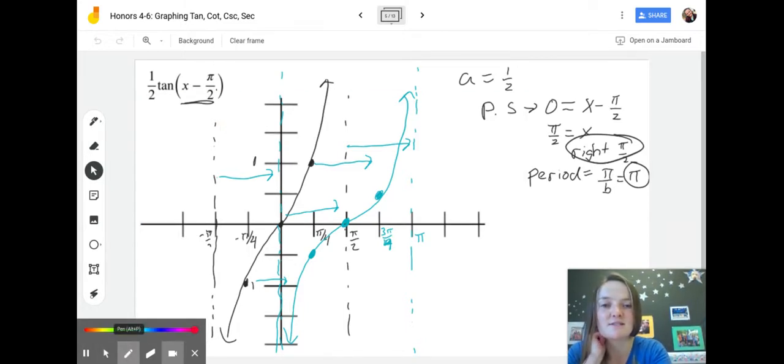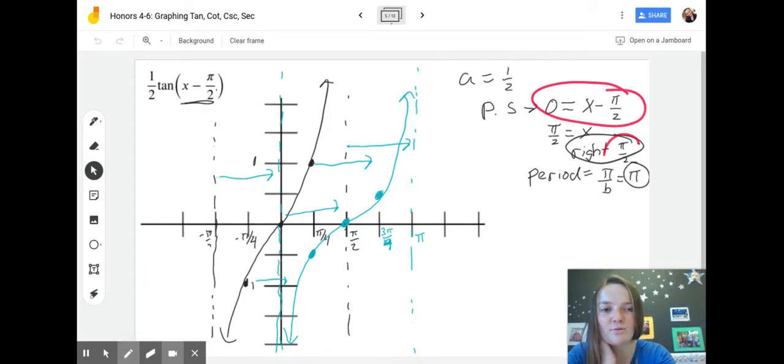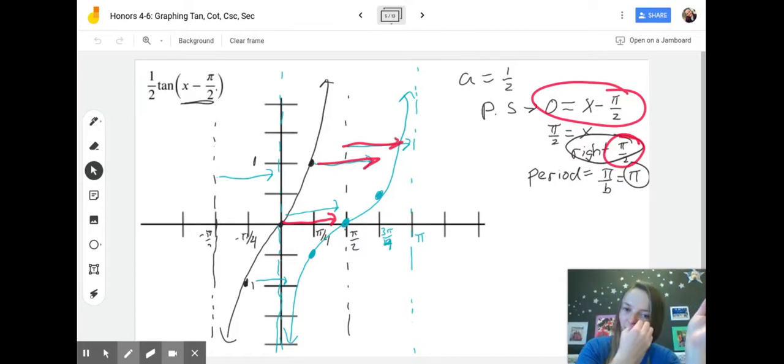So you'll see here in this example, I set the inside equal to 0, I solved, and it looked like I'm going right pi over 2. That means I'm going to take the original tangent function and move it to the right pi over 2, just like this. Okay? All of the new lines are going to change with it. So the asymptote used to be at pi over 2. The asymptote gets moved over to pi. So all of those things are going to get shifted.